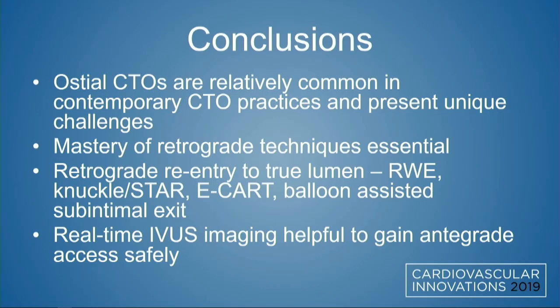So ostial CTOs are relatively common in contemporary CTO practice, and they present some unique challenges. Really, you have to have a mastery of retrograde techniques to be able to open these CTOs. Retrograde reentry into the true lumen most commonly is used with retrograde wire escalation, but reverse CART, knuckle STAR, or balloon-assisted subintimal exit can be helpful as well. And real-time IVUS imaging is helpful to gain antegrade access in a safe manner.